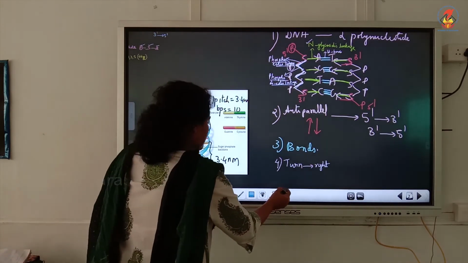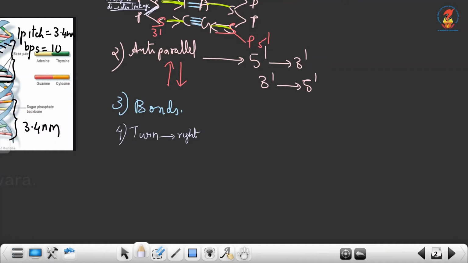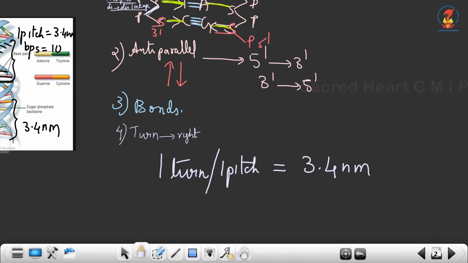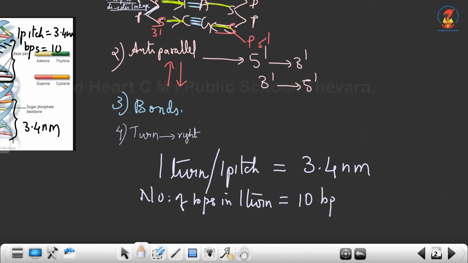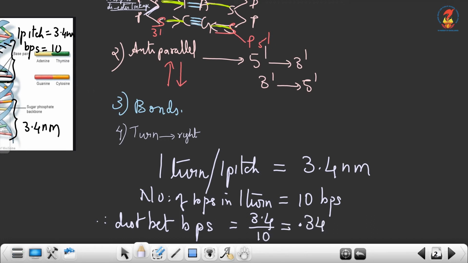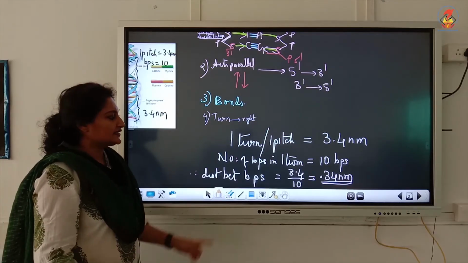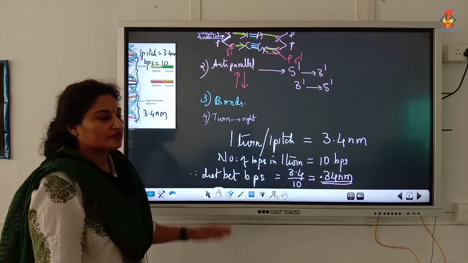So, we can do a small calculation. One turn or one pitch is equal to 3.4 nanometers, and the number of base pairs in one turn is roughly 10 base pairs. Therefore, the distance between consecutive base pairs will be equal to 3.4 nanometers divided by 10, which is equal to 0.34 nanometers. This is very relevant because in the next topic we are going to calculate the length of the DNA. At that time you should know the distance between consecutive base pairs of the DNA is 0.34 nanometers.